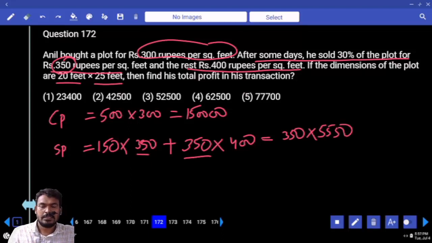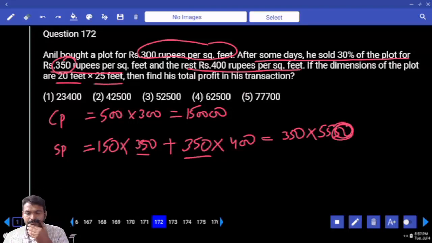550 and 350 into 550. What is the middle value? 450. 350, 550. What is the middle value? 450. Compared to 450, one will be 100 less, another one 100 more.